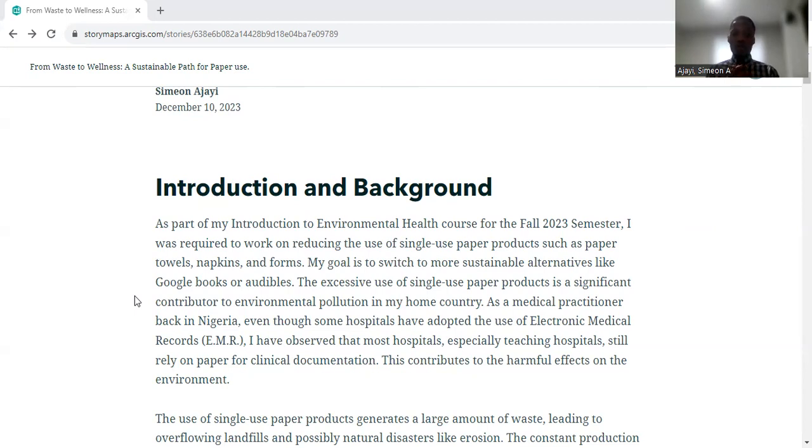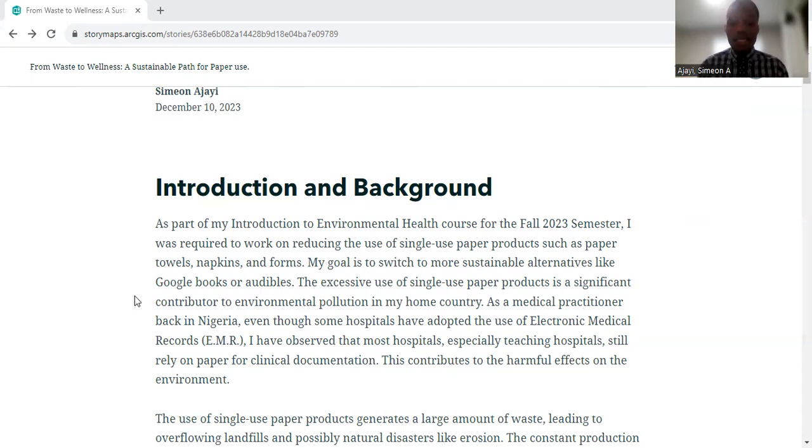Like I mentioned before, what really gave me the drive, or really gave me the inspiration to choose this topic, was the fact that back home as a medical doctor, I was exposed to a lot of use of paper products. Although there are some places that I worked that were using electronic medical records, which is the use of a system or laptop or desktop to document patients' clinical profiles, most of the hospitals that I worked in, both teaching hospitals, government hospitals, and private hospitals, still make use of paper as their major means of documentation.